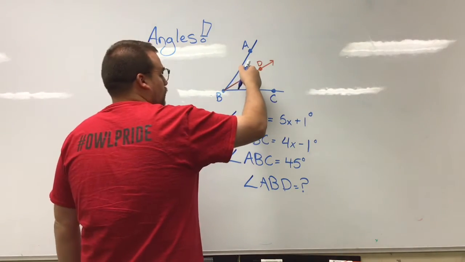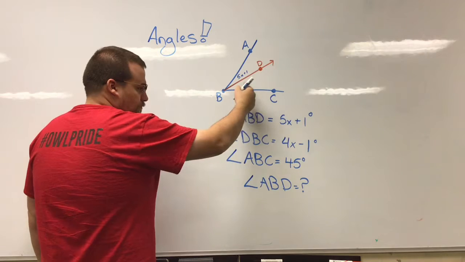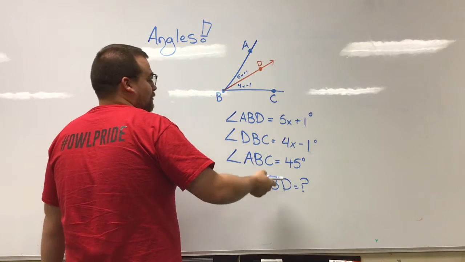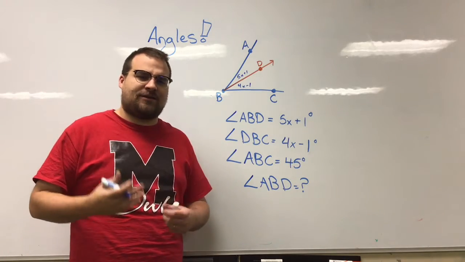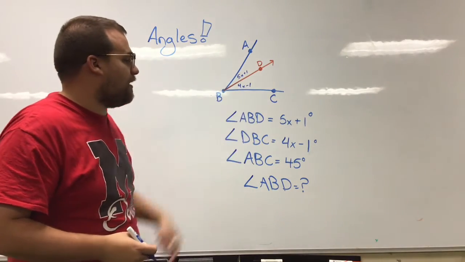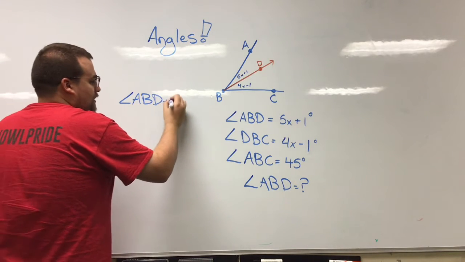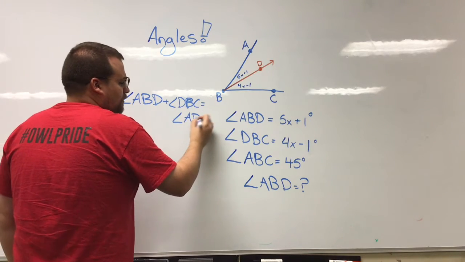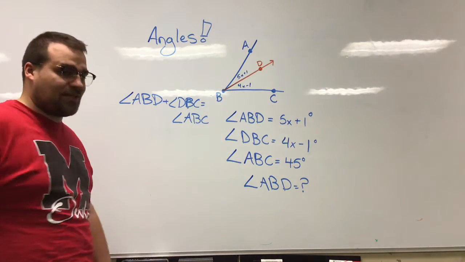So I'm going to go ahead and try to figure out what I can do with this information. If I know this smaller angle up here, the top one, is 5x plus 1, my second angle is 4x minus 1, and that together, this whole thing is 45 degrees, maybe I can make an equation out of that relationship that we see in the diagram. Well, these 2 smaller angles make up the larger one, so could I say that angle ABD plus angle DBC is equal to angle ABC? The 2 smaller ones add together to equal the larger one? Absolutely we can. That's a very reasonable statement to make.